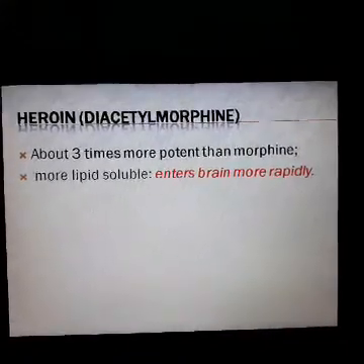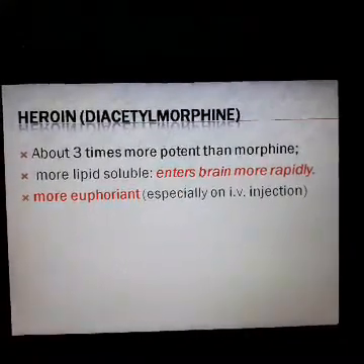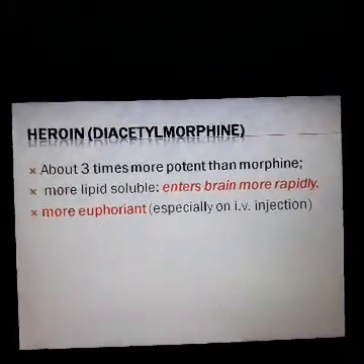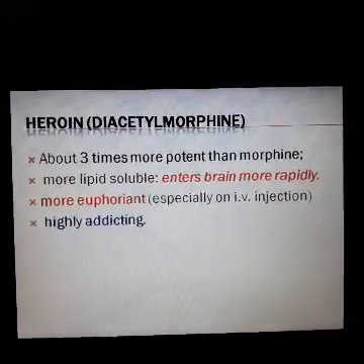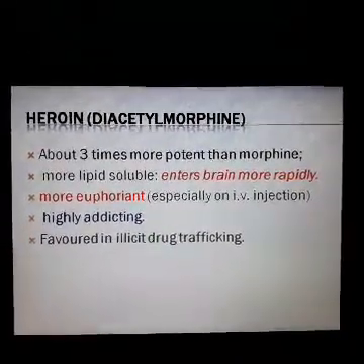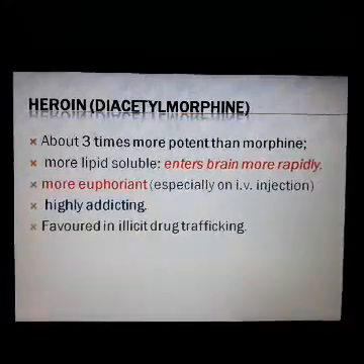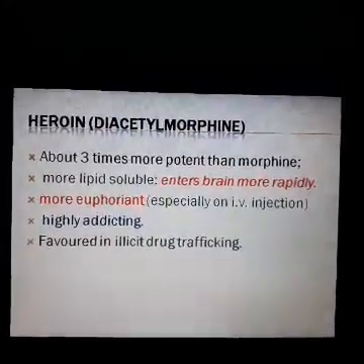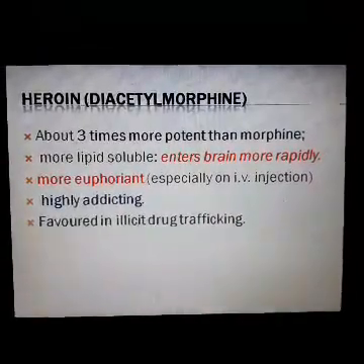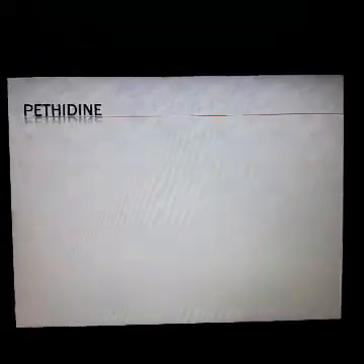It is about 3 times more potent than morphine, more lipid soluble, and enters the brain more rapidly, and that's why it has a much quicker onset of action and causes more euphoria, especially in IV injection. That's why it is highly addicting and favored in illicit drug trafficking. So diacetyl morphine, or heroin, is not used therapeutically, but it is actually a drug of abuse because of its highly potent euphoric action.